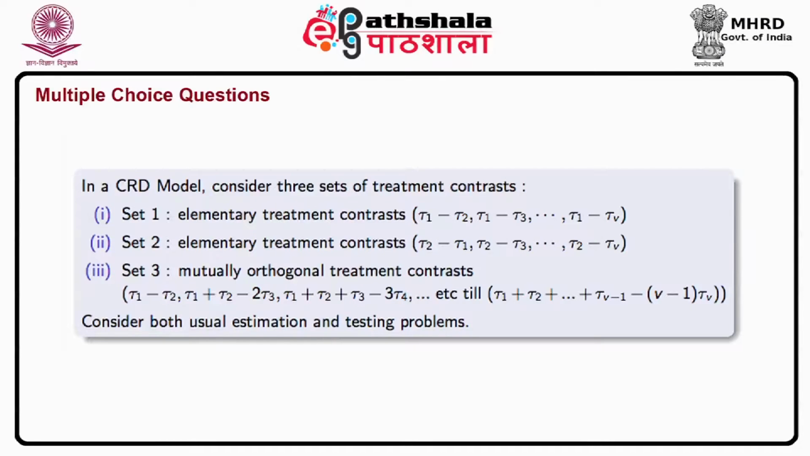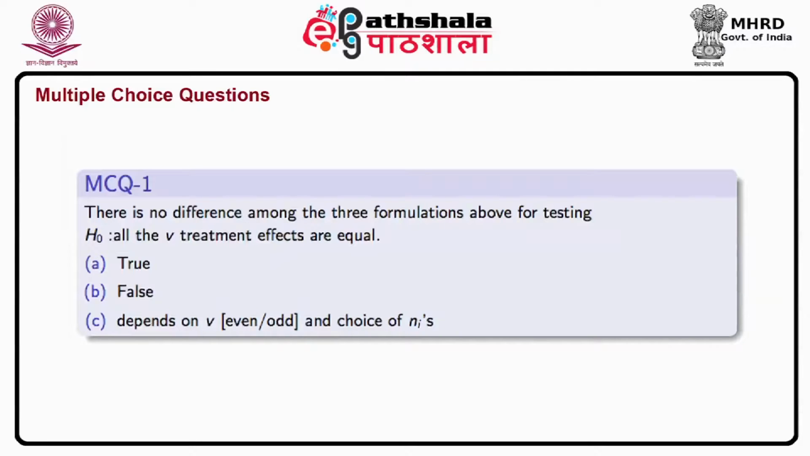So what is the question? The question is, there is no difference among the three formulations above for testing H naught, which is that all the v treatment effects are equal. The options are true, false, or it depends on v being even or odd, and the choice of the n_i's. So we are referring to the CRD model.